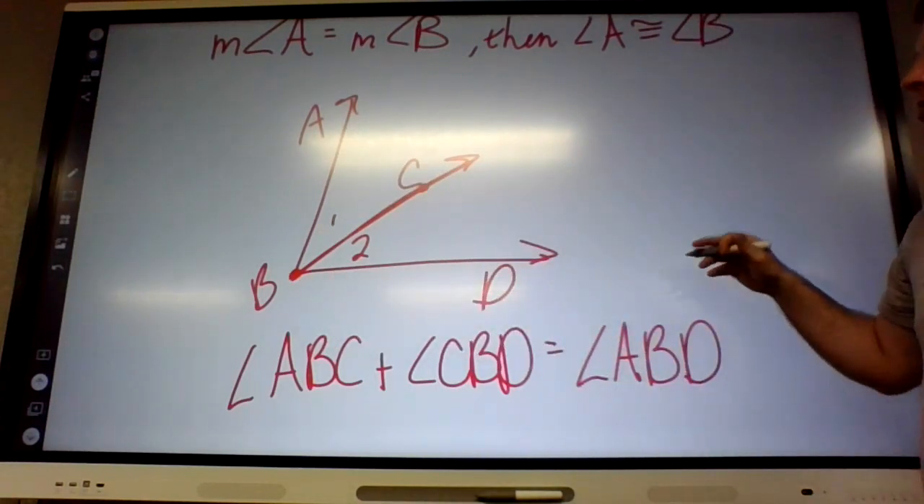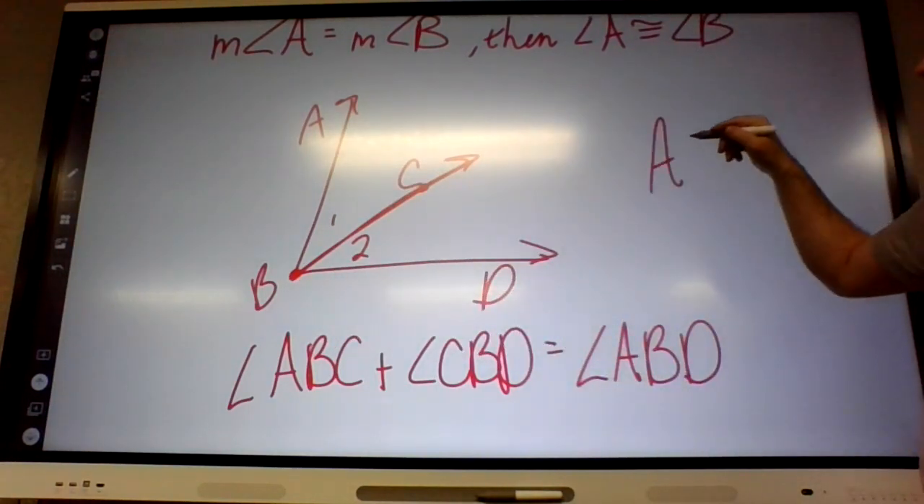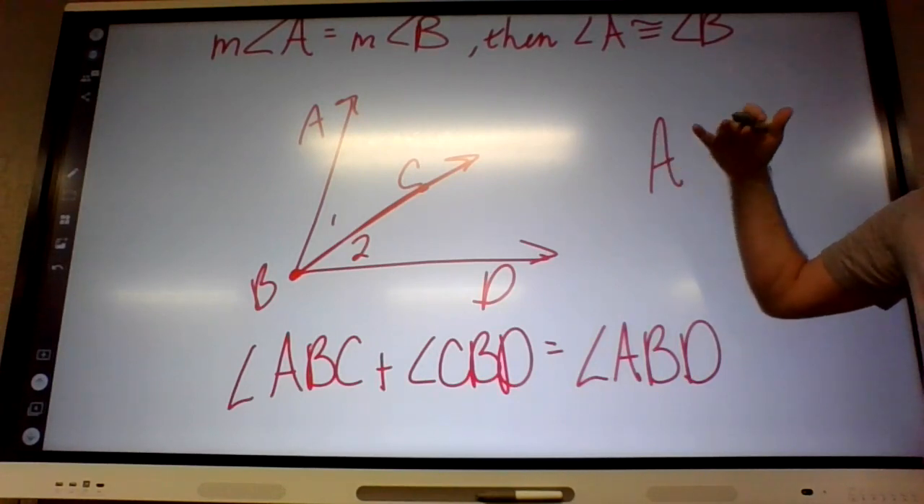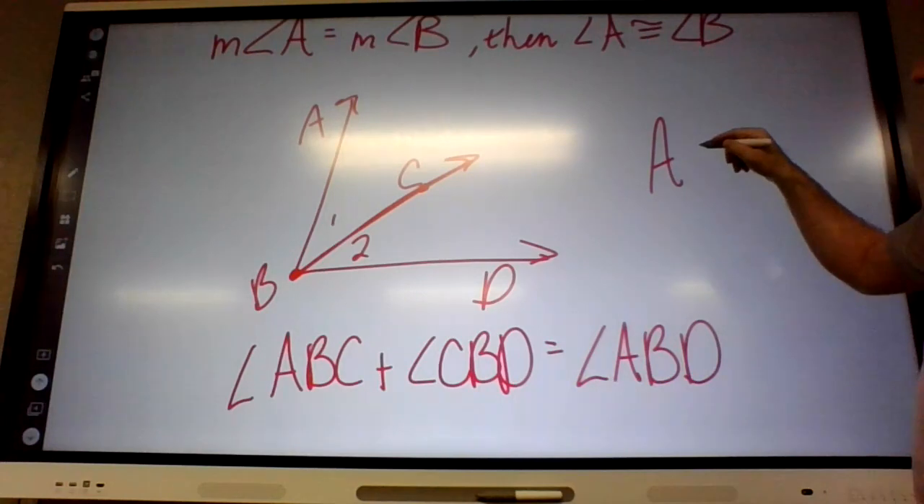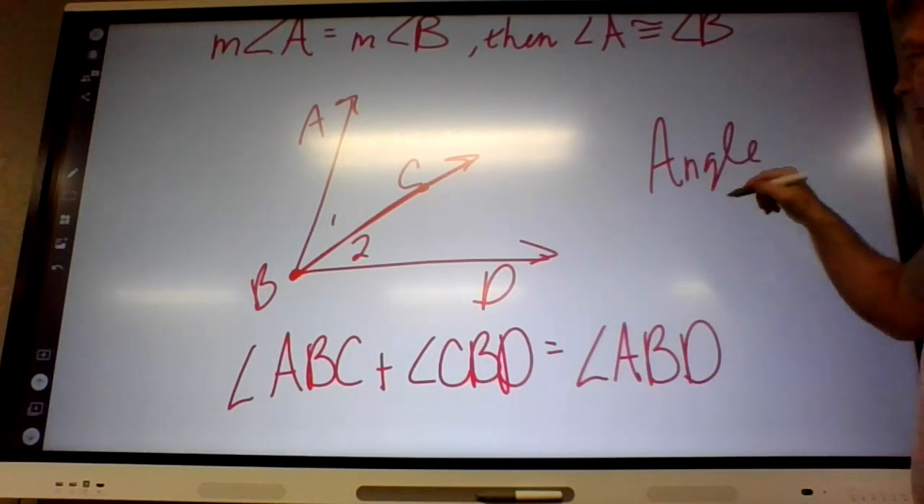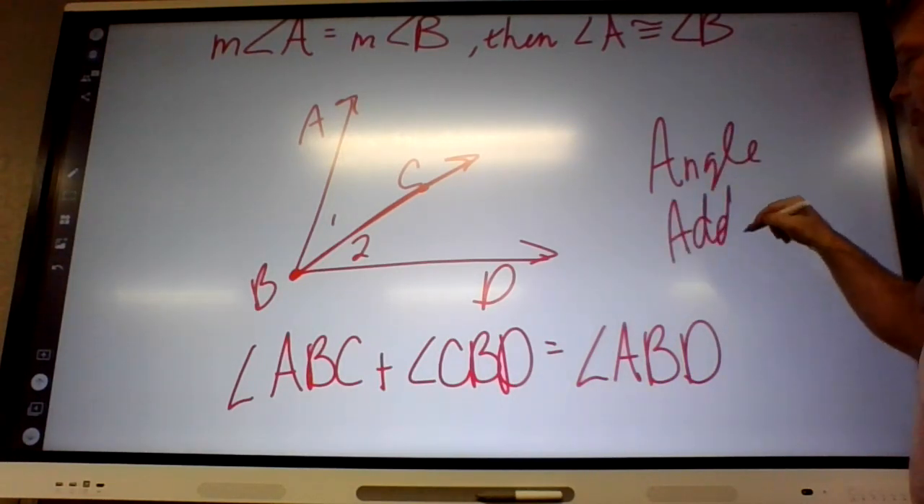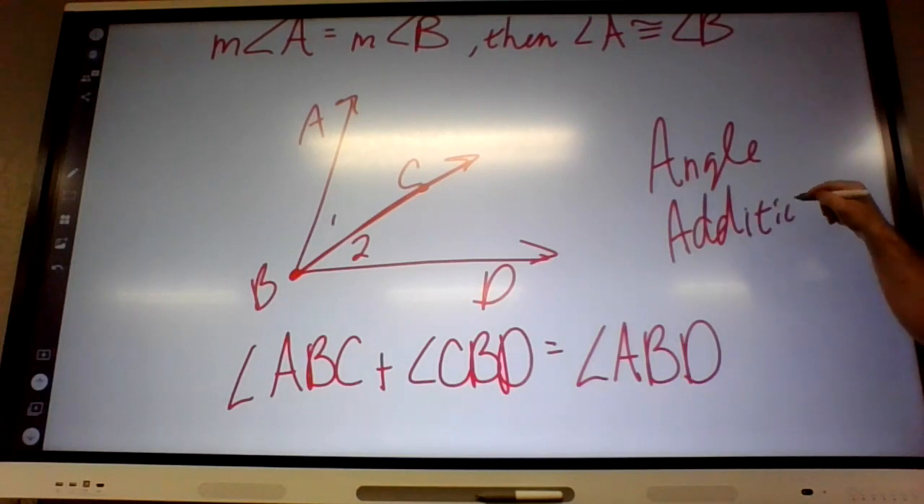So it's not transitive? No. The transitive property is if A equals B and B equals C, then A equals C. This is the angle addition postulate, because you're adding the two little angles to get the big angle.